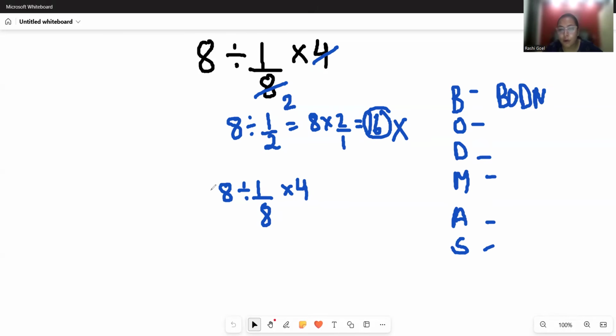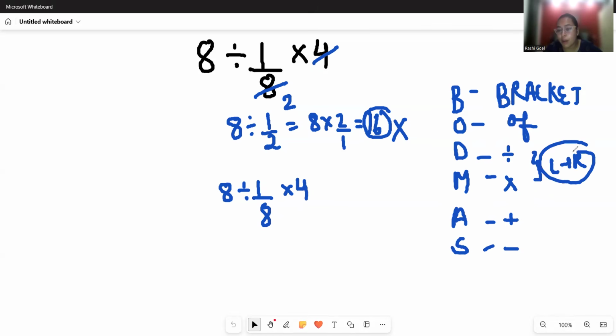So, as per the BODMAS rule, first you have to solve the bracket, then order or of, then division and multiplication, which both have the same priority. Similarly, addition and subtraction. What people forget is that we always have to solve from left to right.